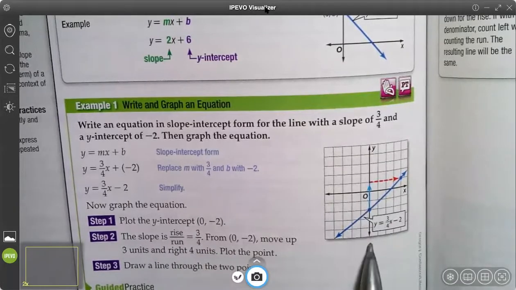This is my y-axis. Here is -2 on my y-axis. That coordinate is 0, -2. So the first thing you would do is put a dot right here at your y-intercept of -2.